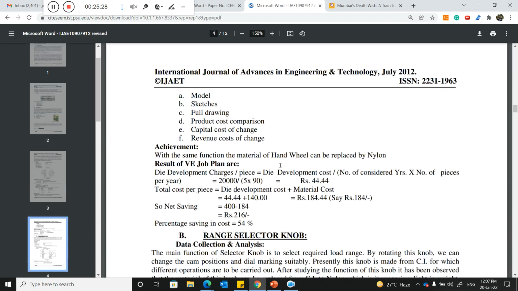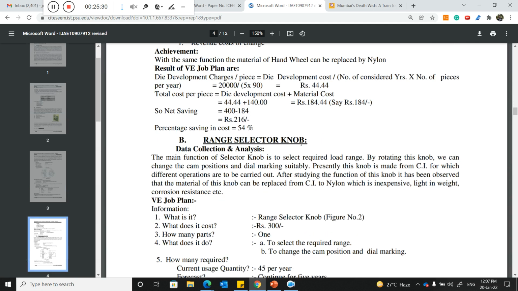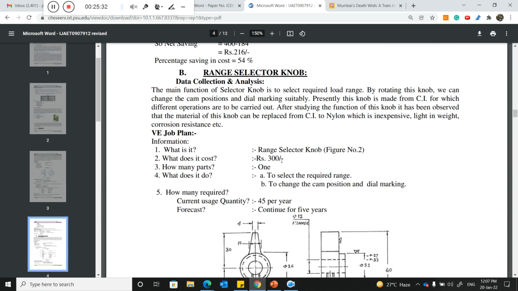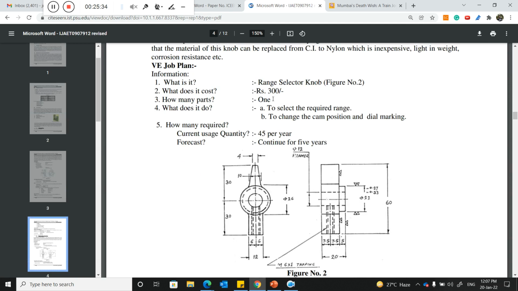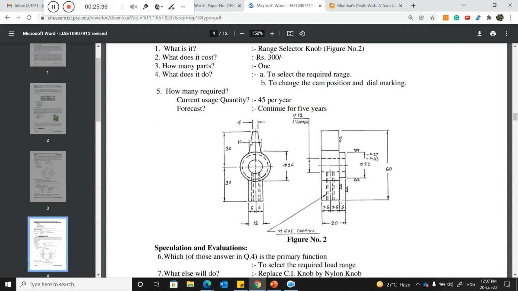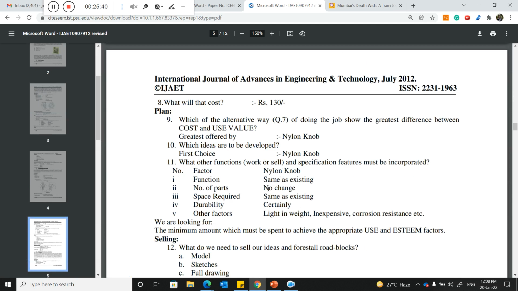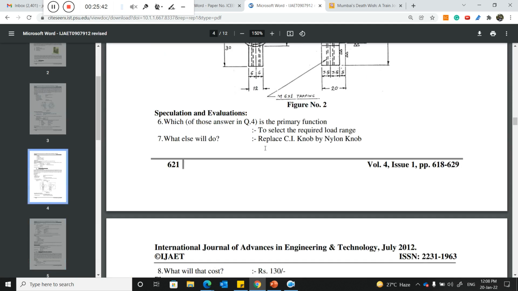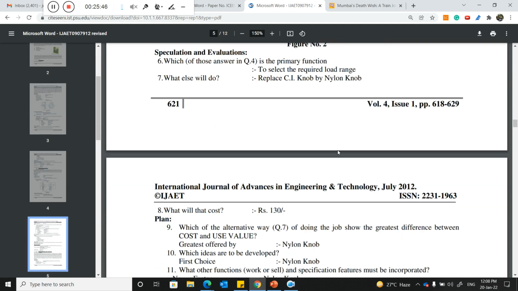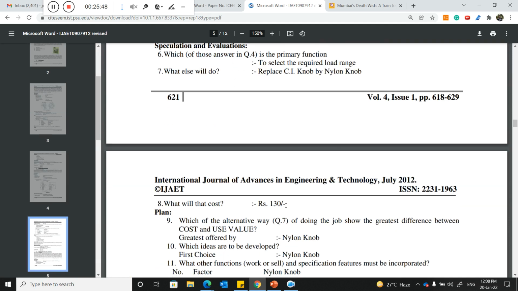Now the next, range selector knob. Here the range selector knob price is 300. This is the range selector knob. Now what will be the cost if we apply it? If we replace the cast iron knob with the nylon knob, then the price is 130.